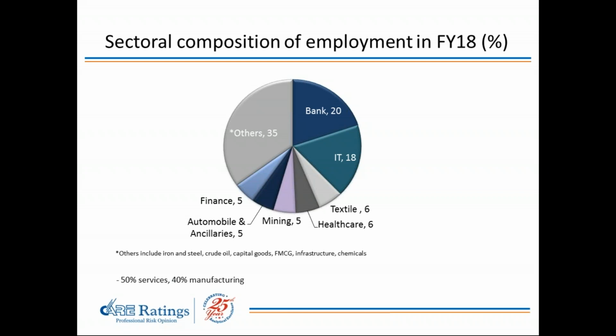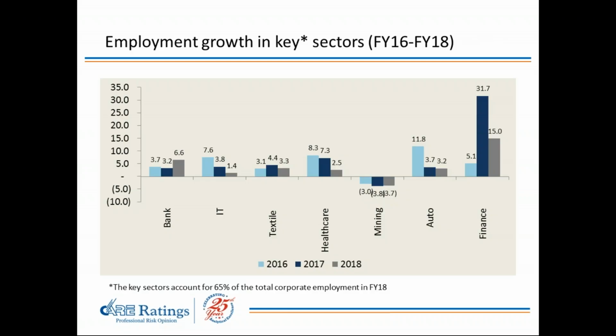When we break down the total employee count in FY18 into agro-based companies, manufacturing, and services, we observe that almost 50% of the total employees are in the services sector, while around 40% are in the manufacturing sector. Now we look at the employment growth in these key sectors. Barring banking sector, the other 6 sectors have witnessed a moderation in employment growth in FY18 over FY17.